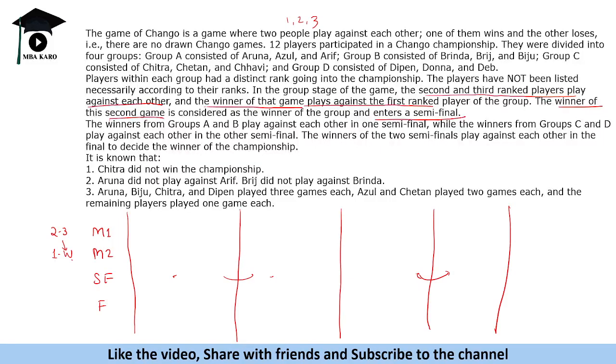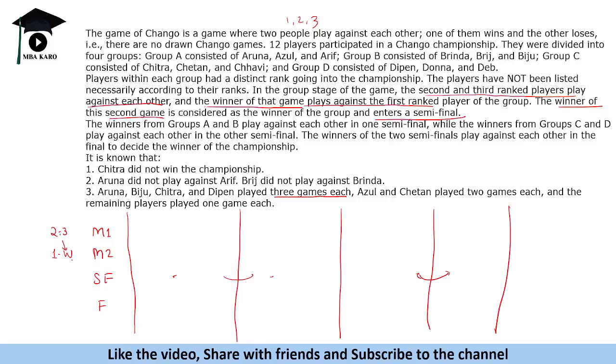Alright. Now we are just given three more pieces of information which is quite useful. First is Chitra did not win the championship. Fine. Aruna did not play against Arif. Biju did not play against Brinda. Okay, fine. Next, if we read, Aruna, Biju, Chitra and Deepen played 3 games each. Now, how can one person play 3 games?